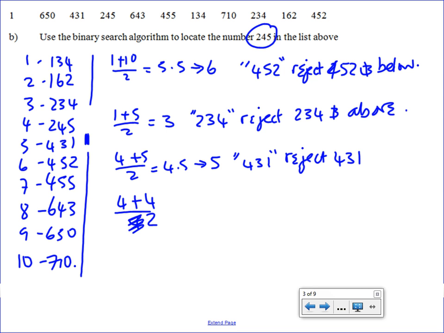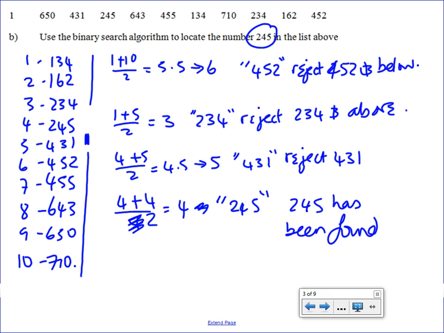4 add 4 over 2 is 4, so that is 4. So the fourth one is 245, so 245 has been found. Hooray.